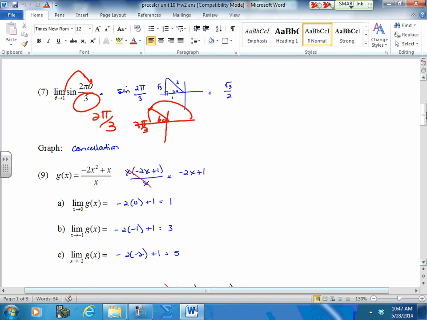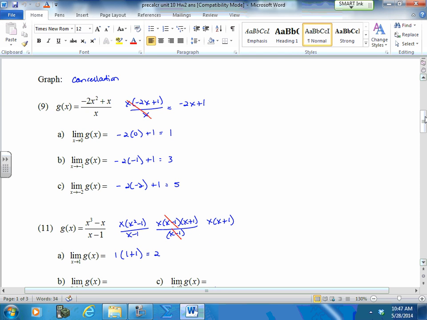Okay, now we get into your cancellation part, which means that we generally have some kind of restriction. So we have to get rid of this so that we can use this. You're using one function here, which is this, and you're taking a limit as it approaches different numbers. Here's your function that you're using.